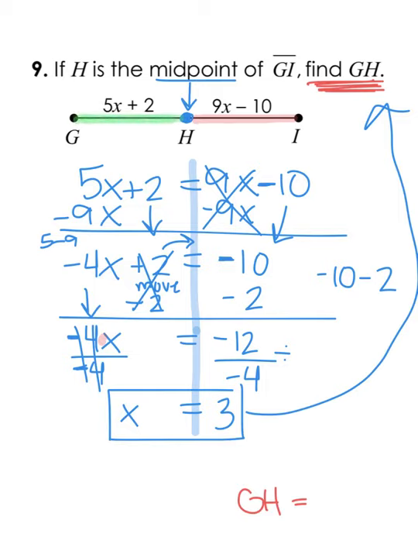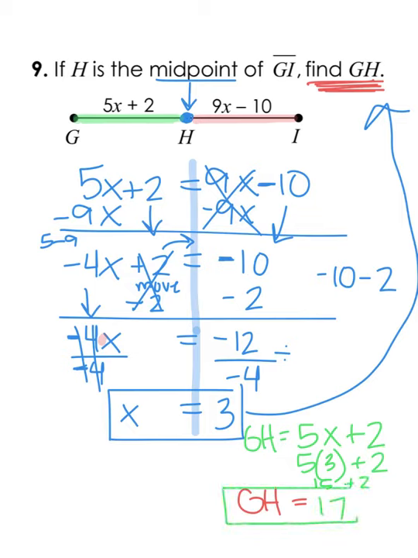So GH is, I'm going to write this in green, GH is 5x plus 2. And now that we know this, I'm going to write GH equals 5x plus 2. And now that we know what x is, remember we can plug that in and substitute that in for x. And then add 2. So 5 times 3 is 15, plus 2 is 17. So now we actually found the length of GH like the question asked.